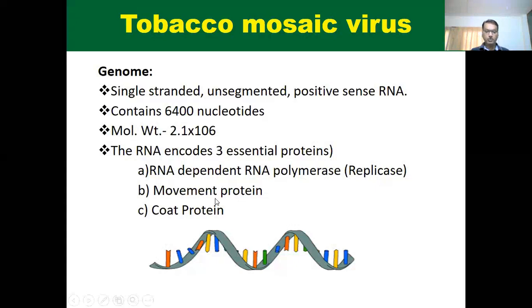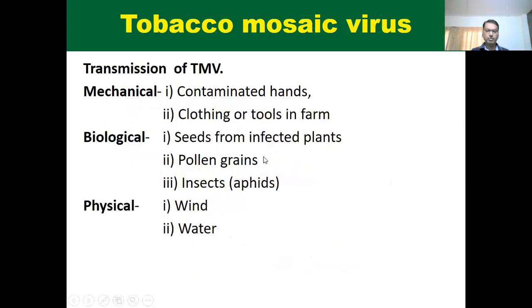Again, movement protein. TMV virus moves from one cell to another cell. For that purpose, one protein works there. So that is called movement protein, and coat protein. Coat protein, you know, is the capsid. Capsid is nothing but the protein part. So these are the three essential proteins encoded by this RNA of TMV.